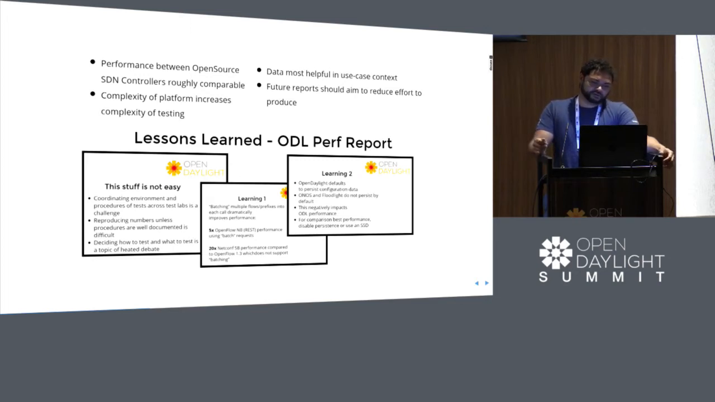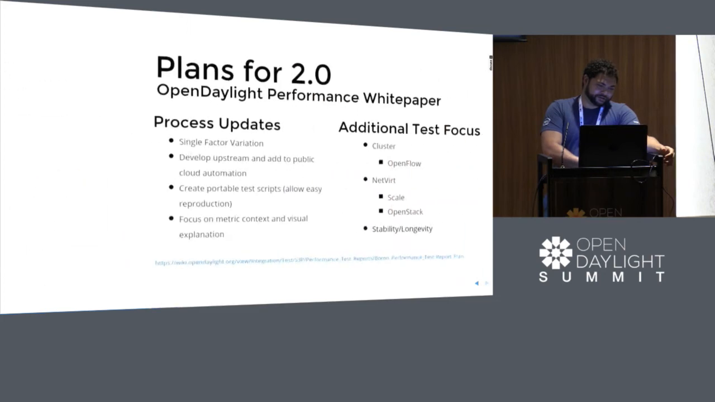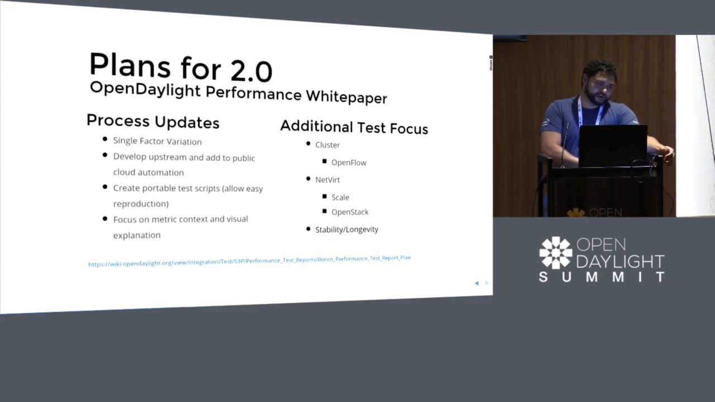And oftentimes when we put data out there about a certain metric, about what was happening, it's best to talk about what's happening in context, and I think that we could do a better job at that. So the plans for 2.0 of the OpenDaylight Performance Report.